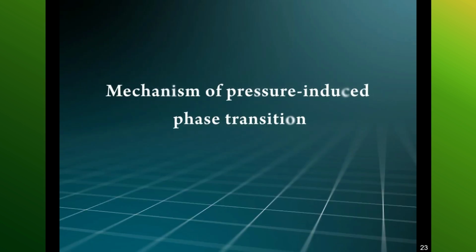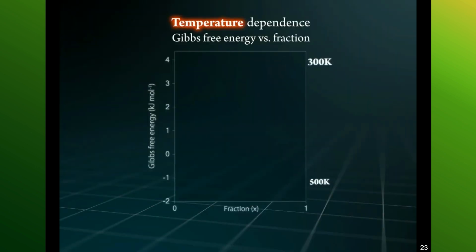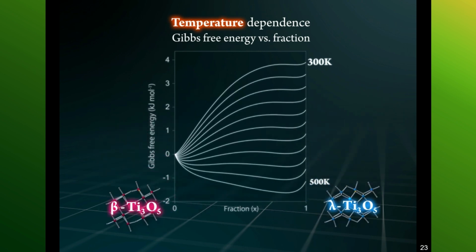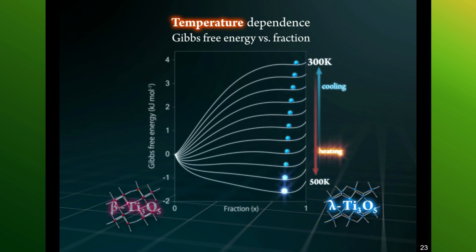This is a video explaining its mechanism. The mechanism of pressure-induced phase transition is explained using the thermodynamic model. Gibbs free energy versus lambda phase fraction curves are shown with lambda phase on the right and beta phase on the left. Lambda phase, shown with blue balls, is maintained at all temperatures due to the energy barrier between the two phases.